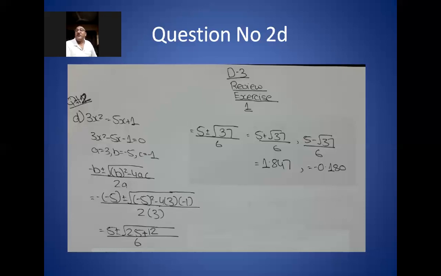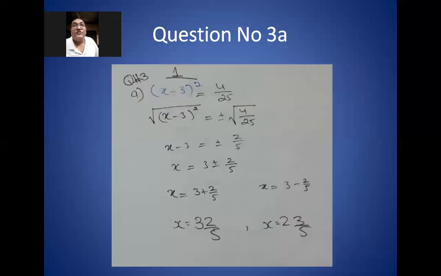The other option will be 5 minus under root 37 divided by 6 equals, and that will give you minus 0.180. So my dear students, this is how you get these answers. We have solved these quadratic equations by using the quadratic formula. So that was question number 2. It has A, B, C, and D parts, and we have solved all these parts. So let's move to the next question.